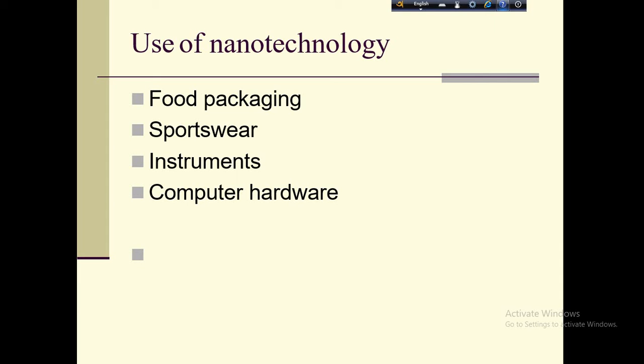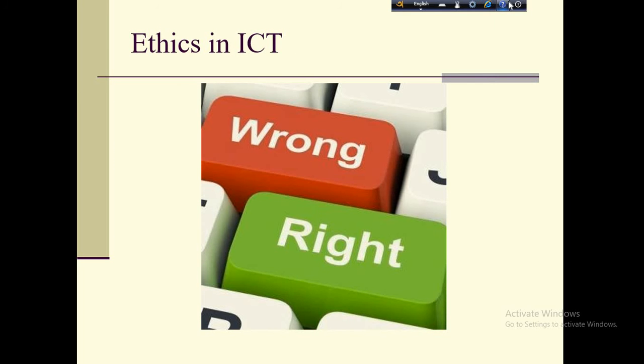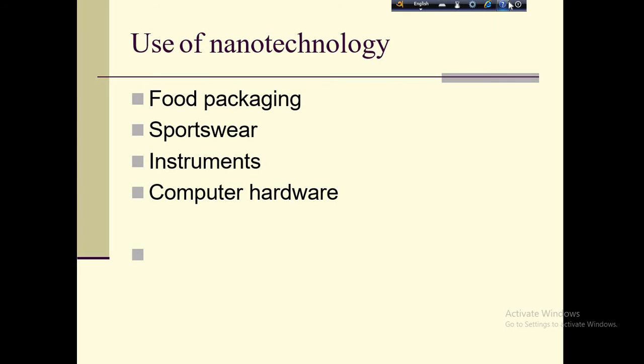Sportswear, for sportsmen: the jersey, the boot, the shoes, the bat, rackets, etc. They are very light in weight, but they are very strong. Because of nanotechnology, it's possible to create such things.